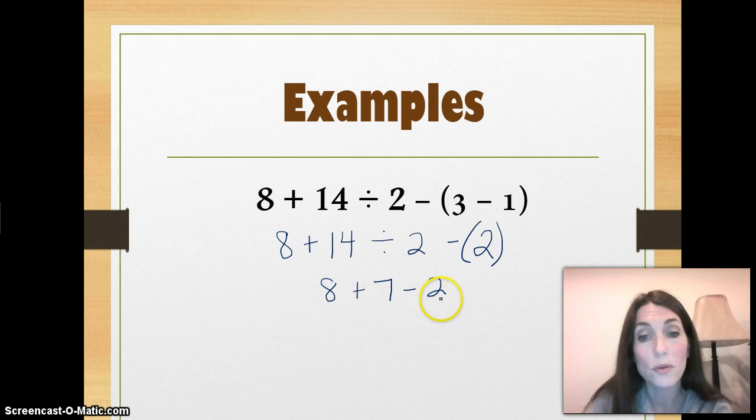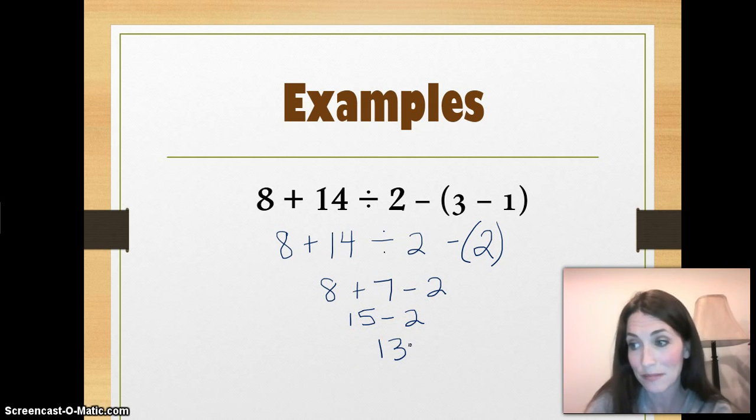And now I'm going to do addition and subtraction, working from the left to the right. So I would add 8 plus 7 is 15. Minus 2. So my final answer is 13. And so we work through that using PEMDAS. And that's what we're going to do tonight as we work through our practice problems.